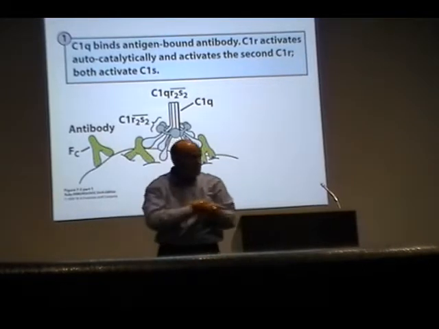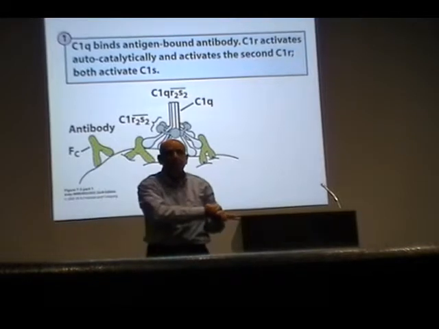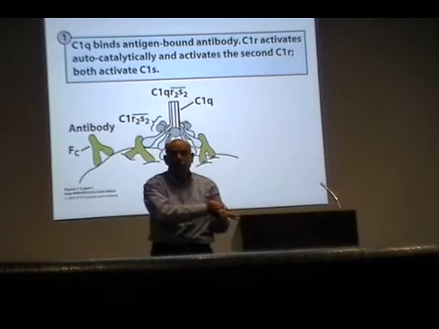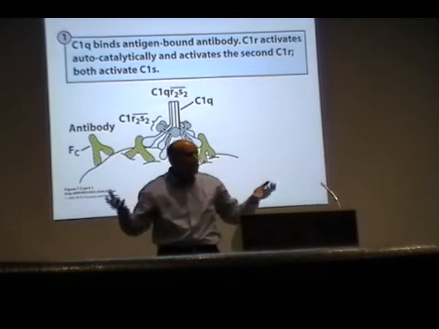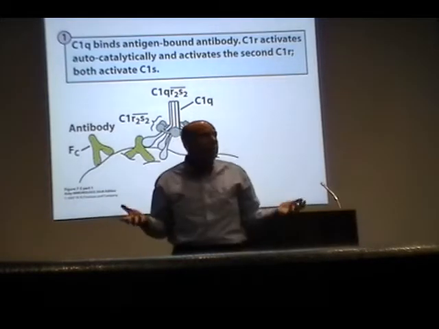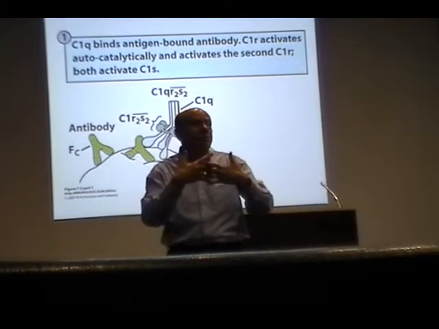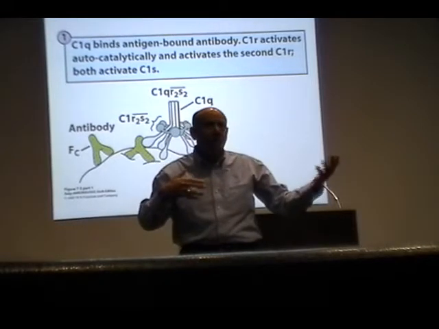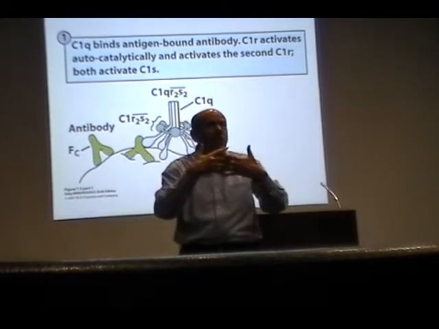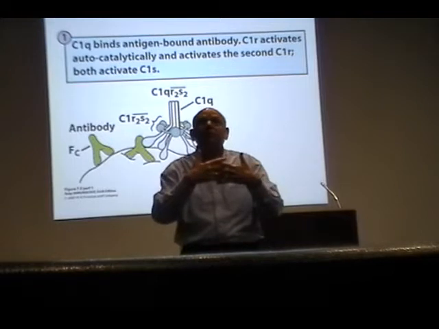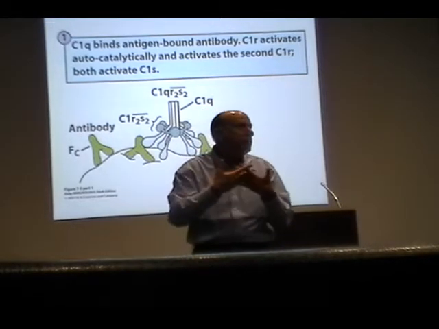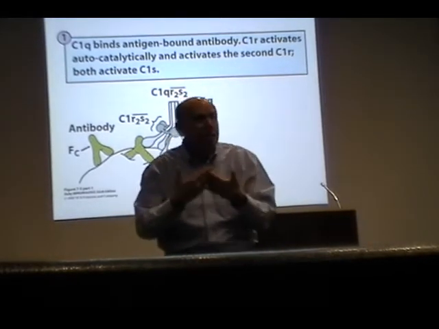C1q only binds to the base of the Y of an antibody when the antibody is bound to a solid surface. So antibodies float in circulation, C1q floats in circulation, they never interact with each other. Just like B and D float in circulation, they don't interact, they don't cleave each other. D doesn't cleave B because they ignore each other. It's not the right conformation.